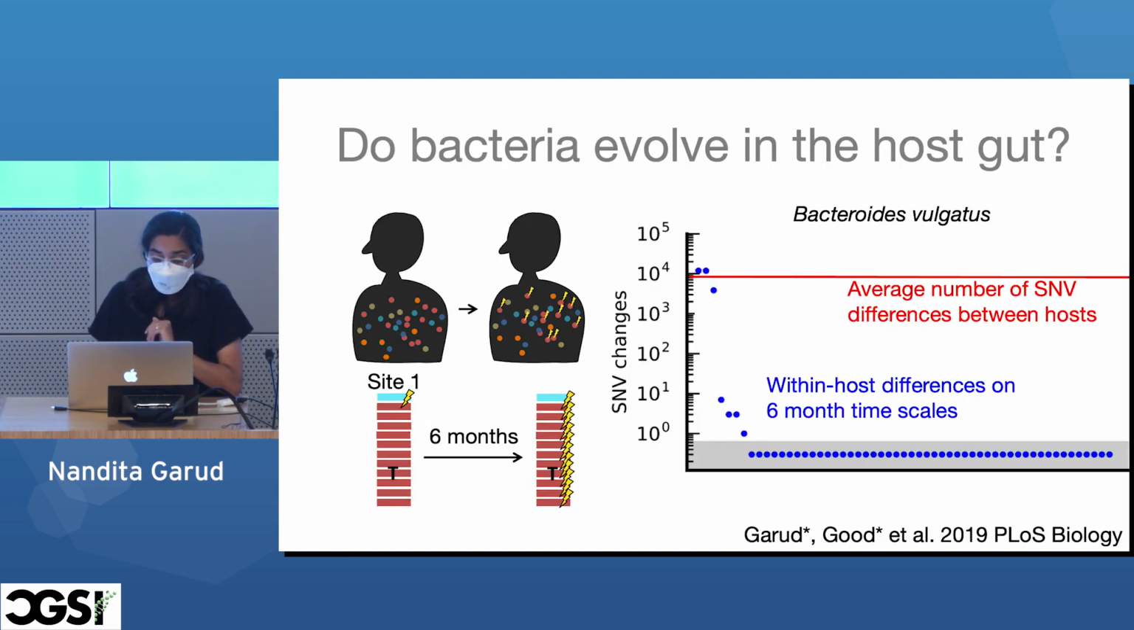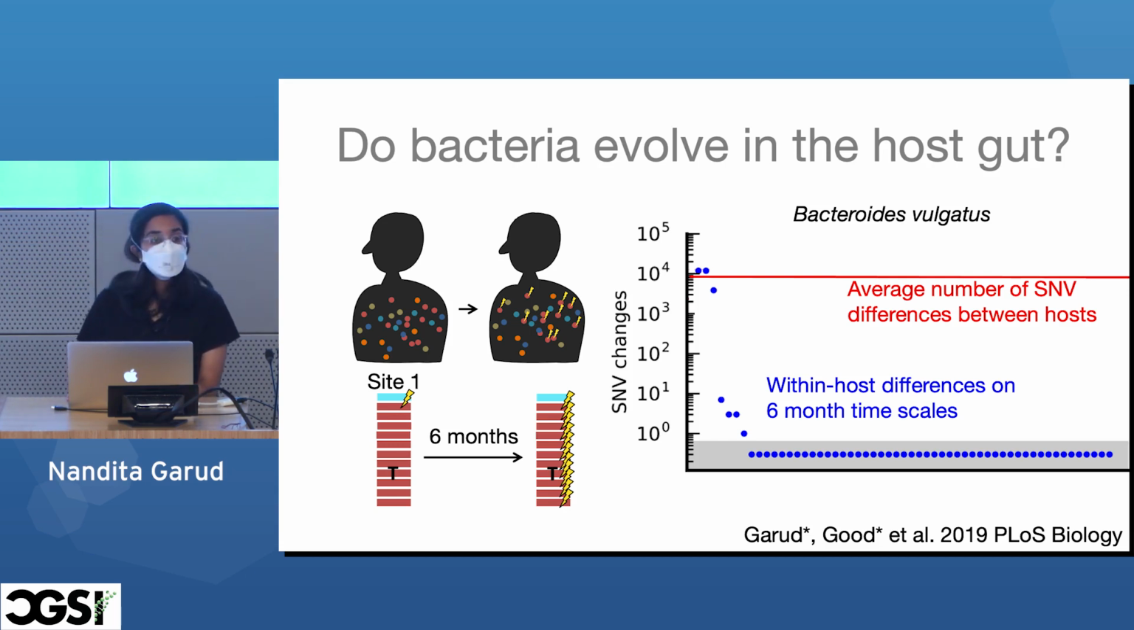And so we can actually put a line here indicating the mean number of SNP differences between hosts, allowing us to separate what is going on evolutionarily from what is a strain turnover. So we were very excited to see that indeed our bacteria in the gut microbiome can evolve. And since then, we've gone on and applied this methodology to more than 700 infant microbiomes.